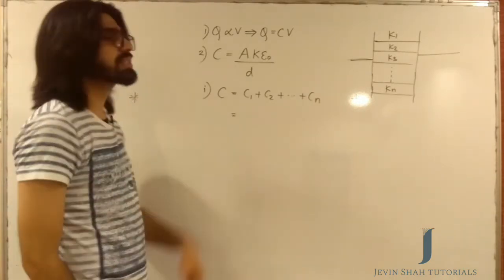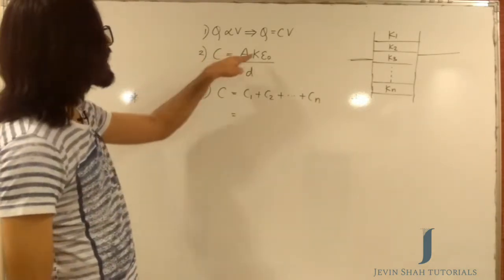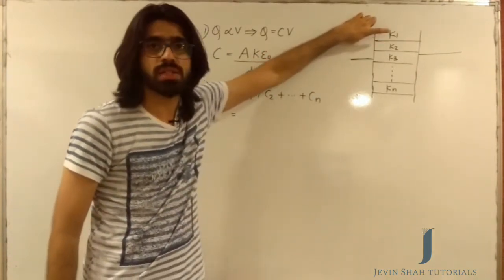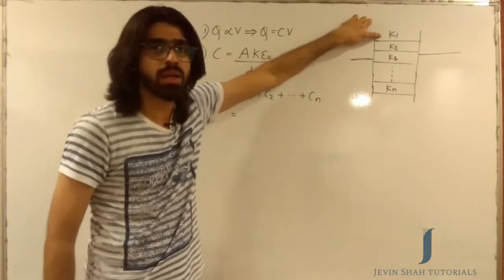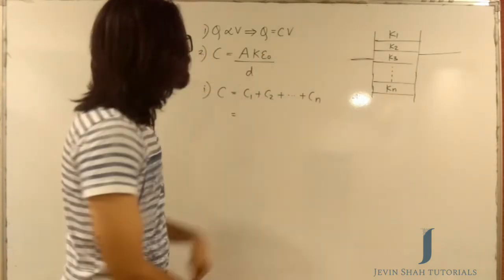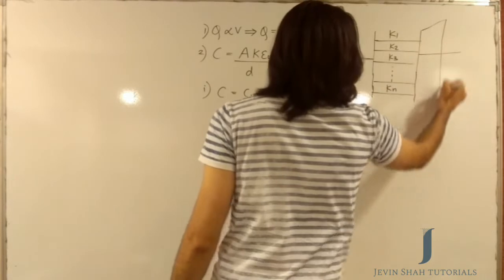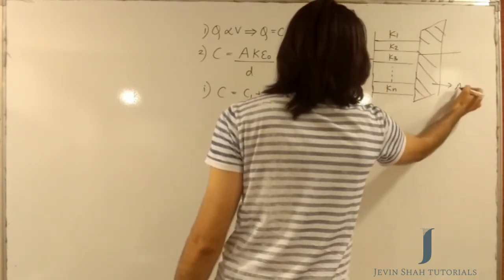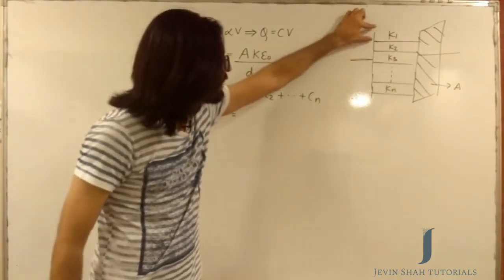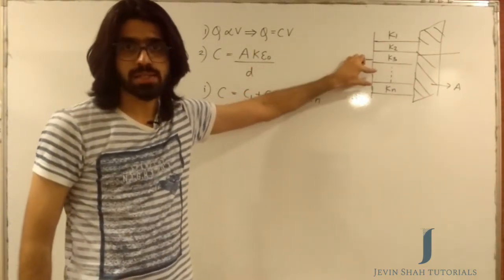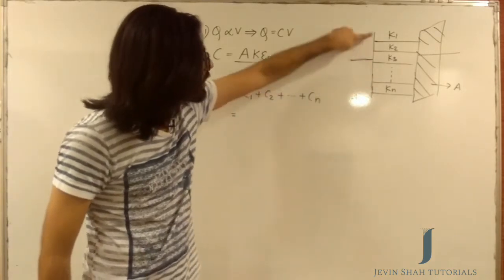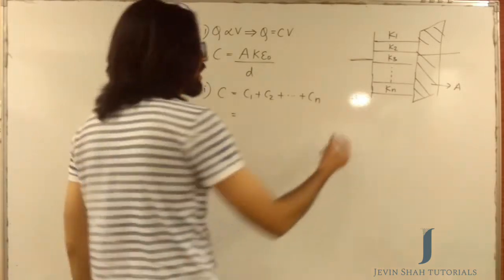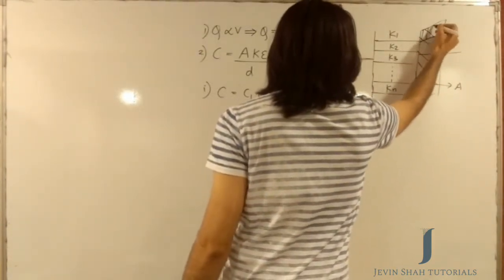Let's go ahead with writing C1. You know that the formula for C is AK epsilon naught upon D. What would be the area that this dielectric is consuming? If let's say the entire area of the plate that I have just shown here is A, and let's say that all these dielectrics are of equal thicknesses, then if there are n number of dielectrics, then the area corresponding to the first dielectric would be A upon n. The area that this dielectric has is this much.